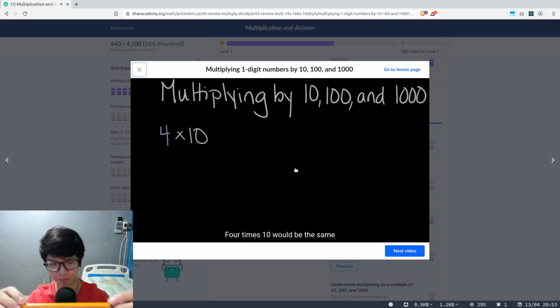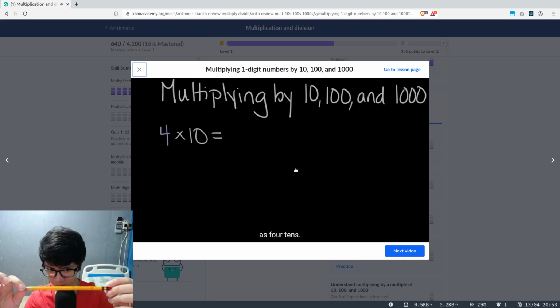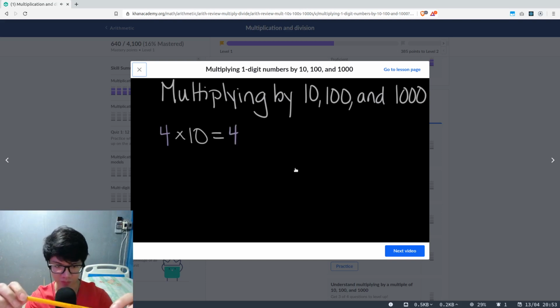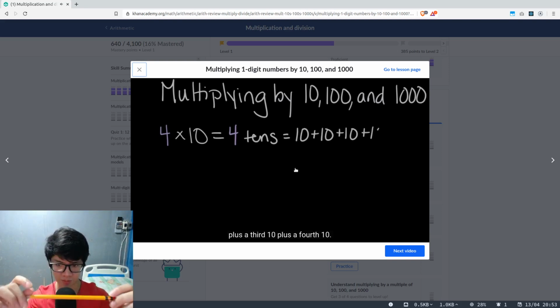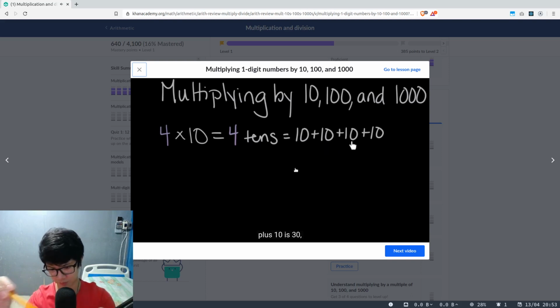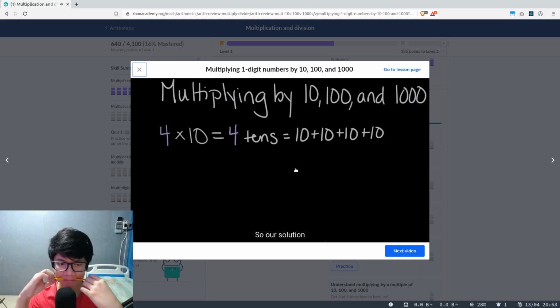4 times 10 would be the same as saying 4 tens. Not 40, 4 tens. One way we could represent that is a 10 plus a second 10 plus a third 10 plus a fourth 10. That's 4 tens. And now let's count that. 10 plus 10 is 20, plus 10 is 30, plus 10 is 40. So our solution is 40, or a 4 with a 0.